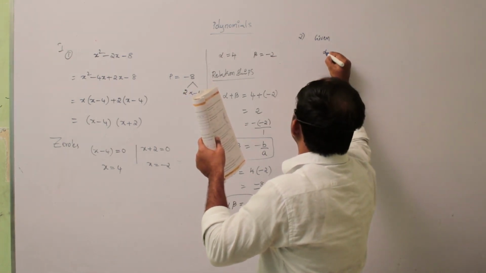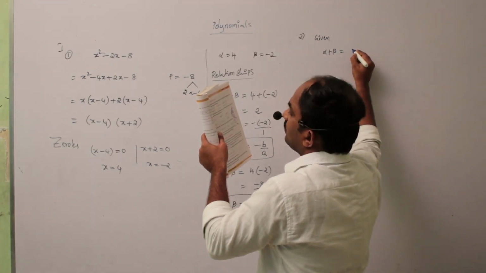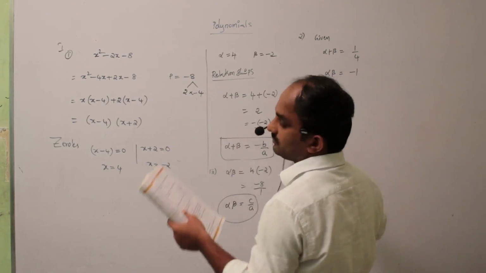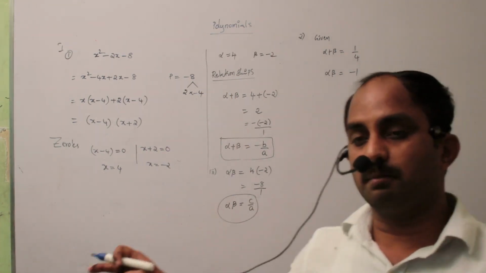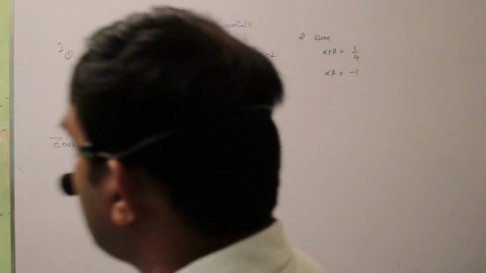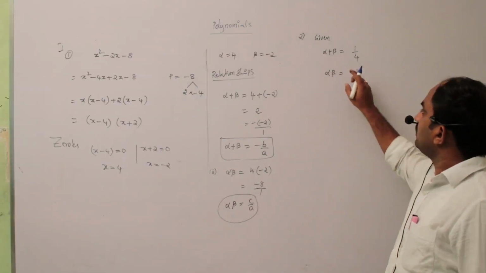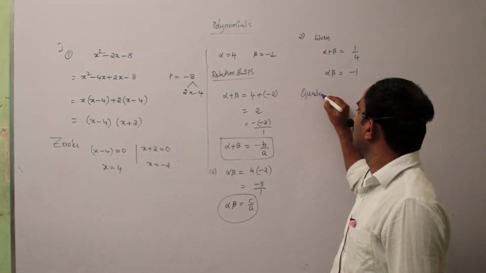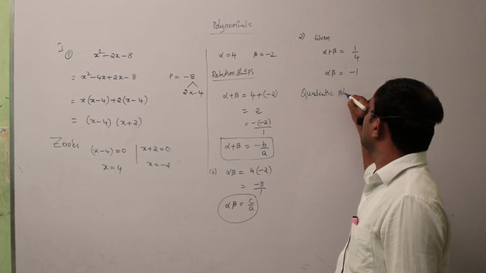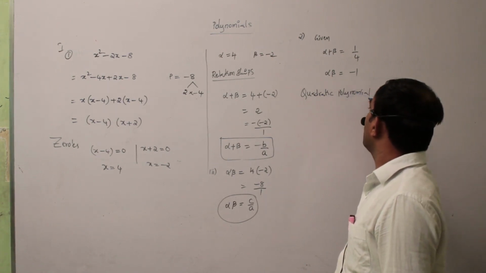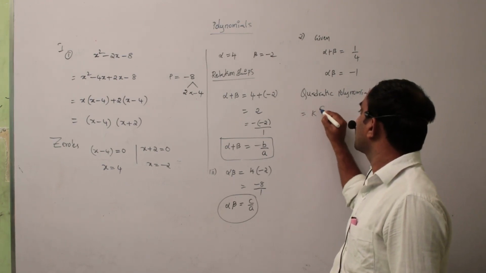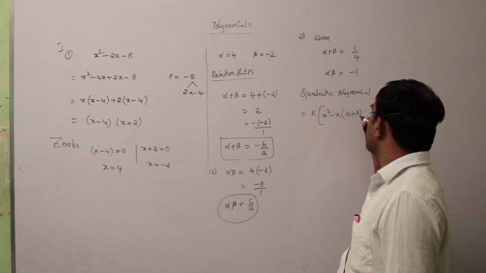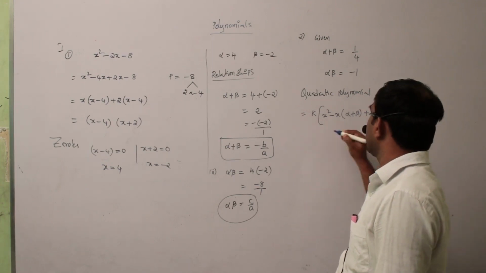are the sum. That means alpha plus beta is equal to how much? 1 by 4. Alpha into beta is equal to minus 1. And the given values are what? The sum and product of the zeros. So alpha plus beta and alpha beta are given. We have to find the quadratic polynomial. We know very clearly the formula. Quadratic polynomial is equal to k into x square minus x into alpha plus beta plus alpha beta.